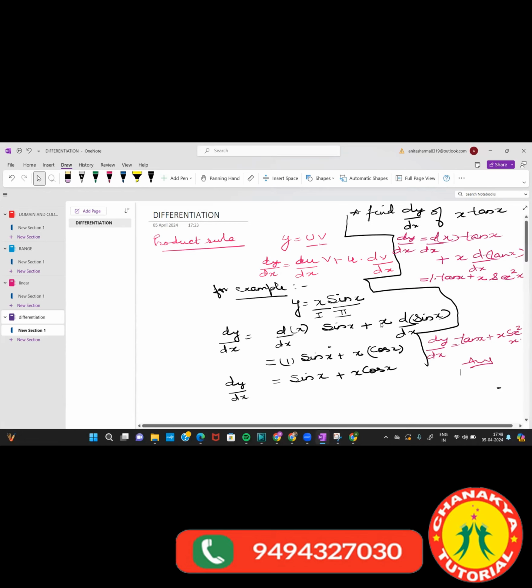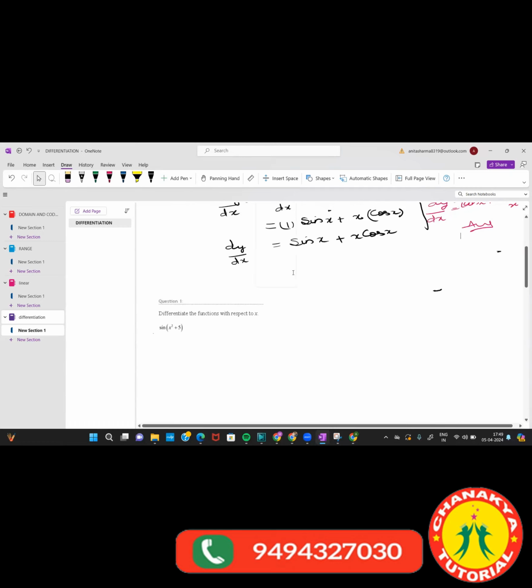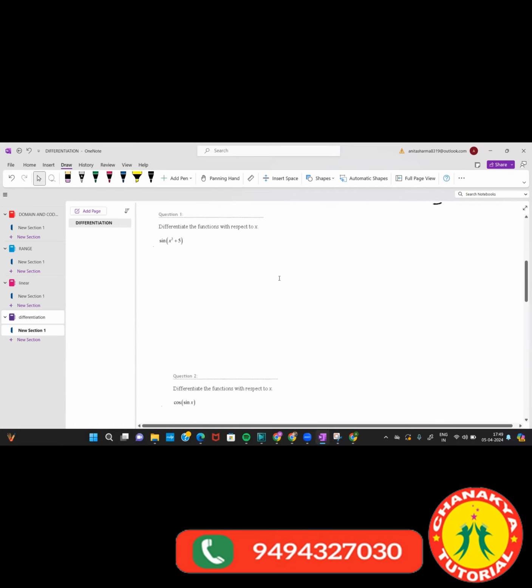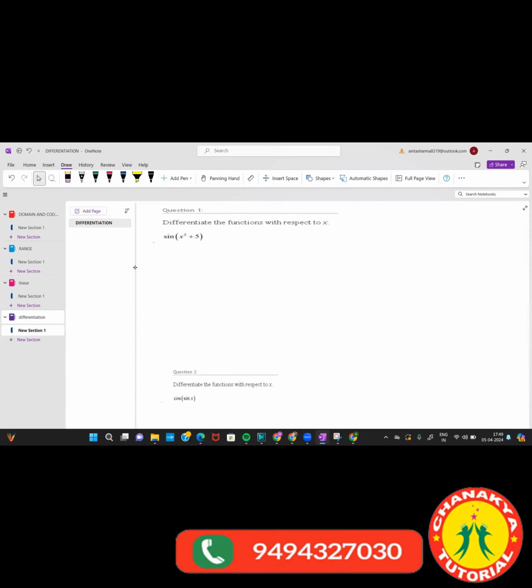Okay, now next is, suppose you are given a function to differentiate with respect to x. Screen is visible? Yes, ma'am. So see, you will write, let y is equal to sine of x square plus 5.